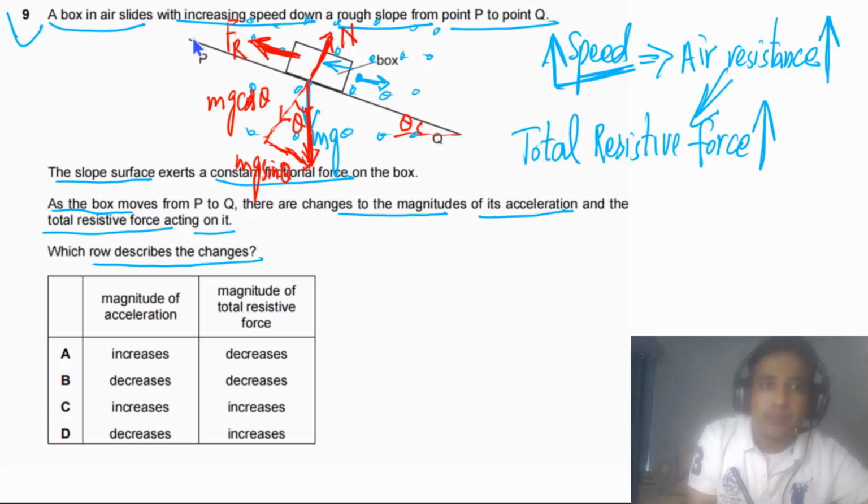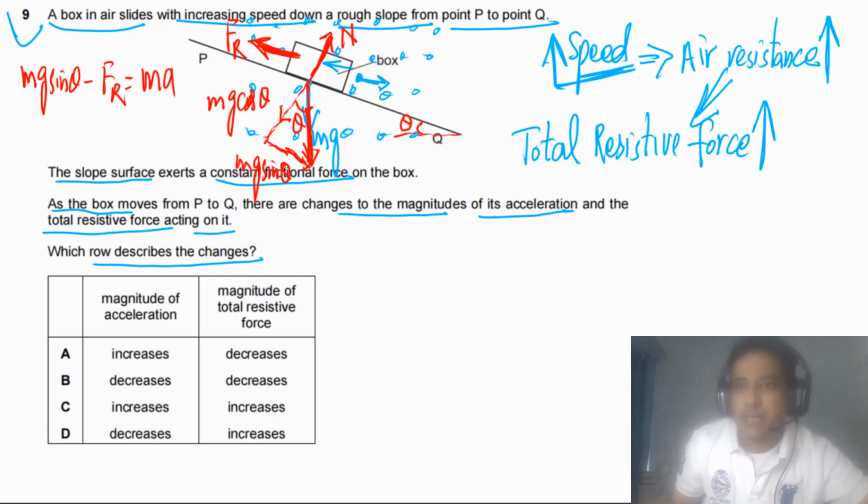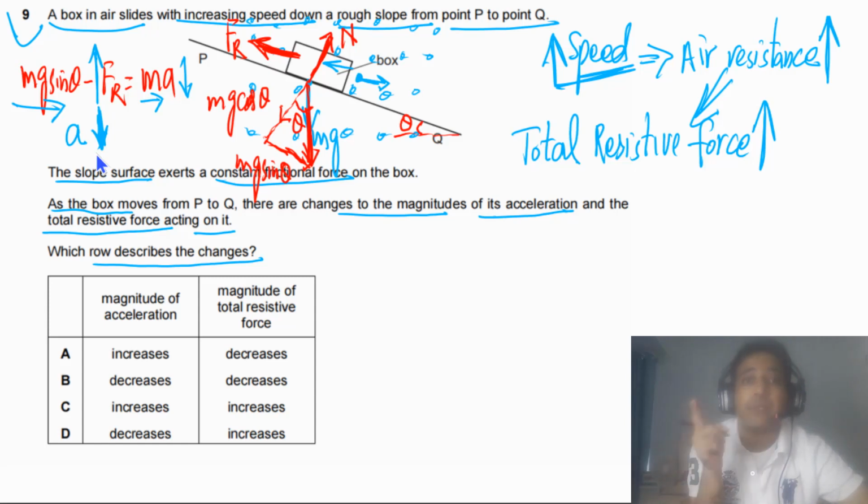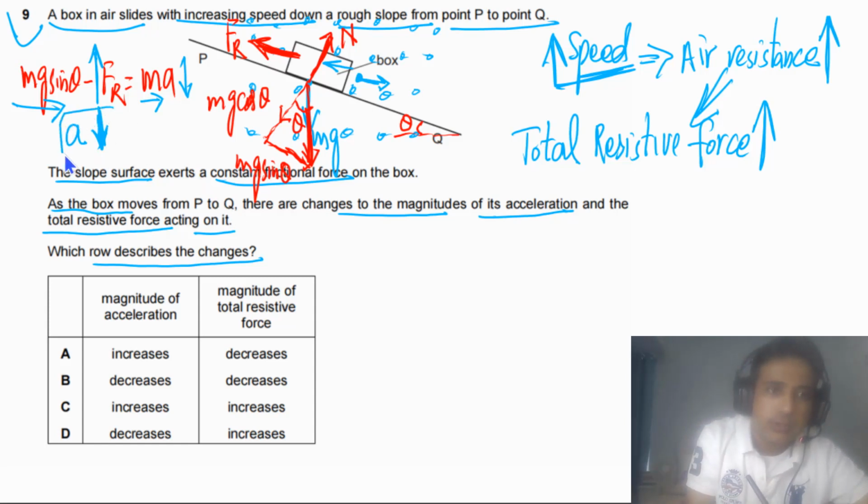So in this case, along the plane we have mg sine theta minus Fr, and this is equal to ma. As Fr is increasing, but mg sine theta is constant, it simply means that a has to go down, because the mass is constant and the net force is decreased. So simply we can say acceleration will decrease. So acceleration is decreasing with time, but the speed is increasing.